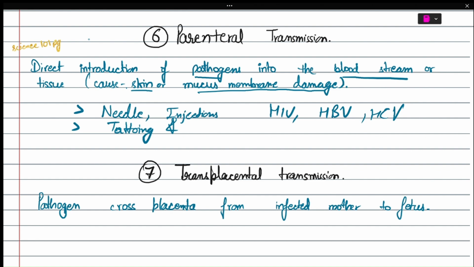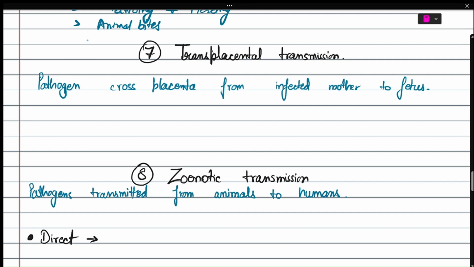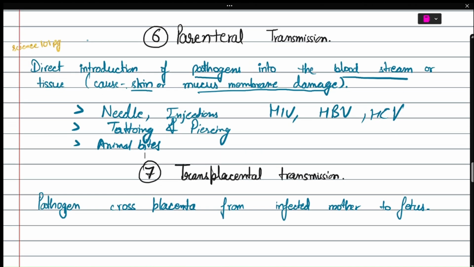Apart from that, you must have heard that many people go for piercing, which is basically, you know, that in India, most families take their girls somewhere and pierce their ears. Such similar things can also cause the transmission of pathogens. Then we have animal bites. Like if a rabid dog bites you, then it can also cause the transmission of pathogens to the one who the dog has bitten. This is how parenteral transmission works.